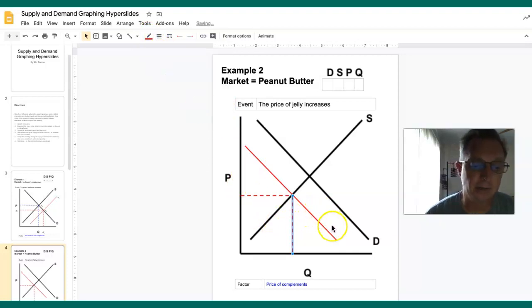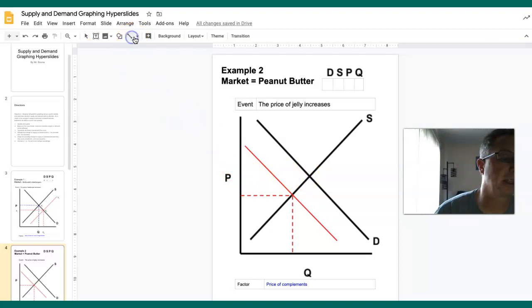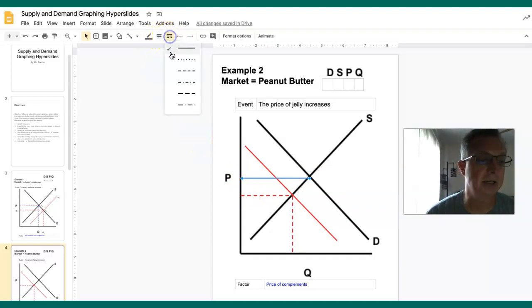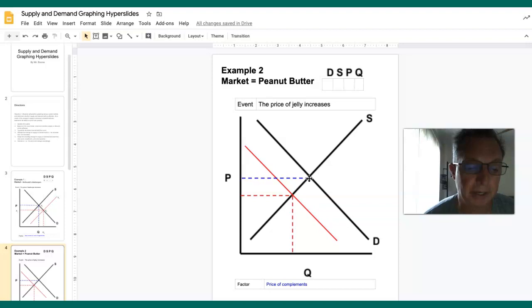Okay, and then you've got 2 other lines at this intersection to show our change. So we're going to go up here, select the line again. There it is. Okay, and dash that line, 4-point, and we'll change it to a different color. How about blue?